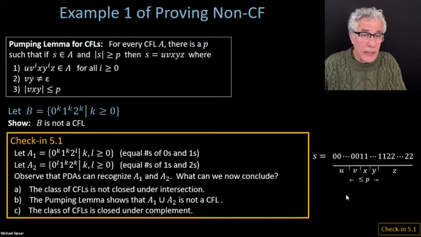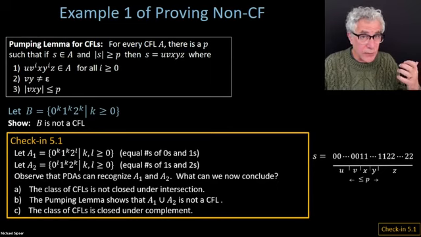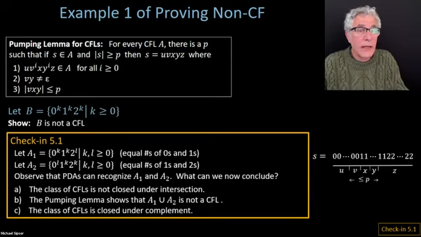But you should understand, if you're missing something, what you're missing. The pumping lemma shows that A1 union A2 is not a context-free language. No. As I mentioned at the beginning, the context-free languages are closed under union. We already know these two languages are context-free because we get them from pushdown automata, and the context-free languages are closed under union. So the pumping lemma had better not show they're not context-free. Something would have gone terribly wrong if that were true.